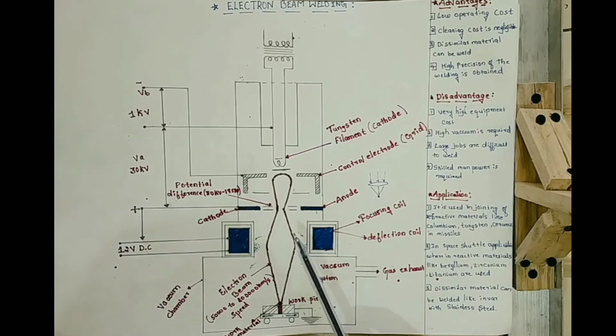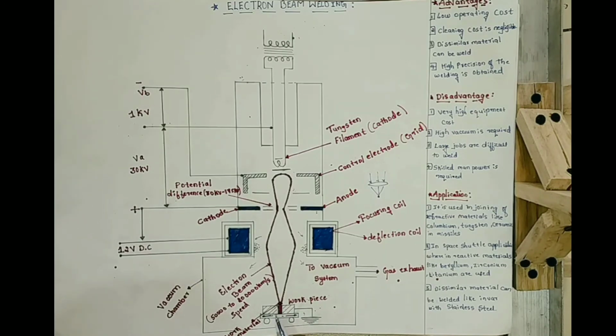Then the electron beam enters the vacuum chamber. The function of the vacuum chamber is to help penetrate the electron beam on the workpiece surface. When the electron beam with high kinetic energy strikes the surface of the workpiece, the kinetic energy of the electron beam is converted into thermal energy. Because of that lot of heat, the work material will be melted and filled within the two workpieces, and we will get the required joint.